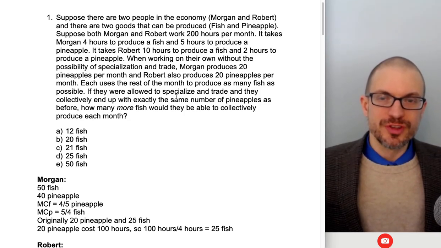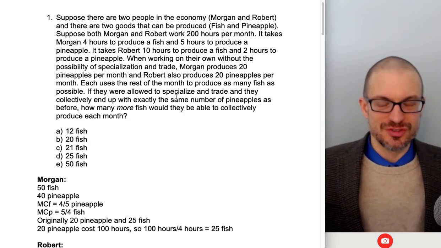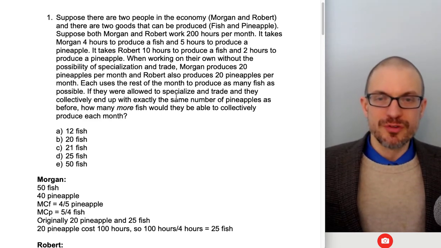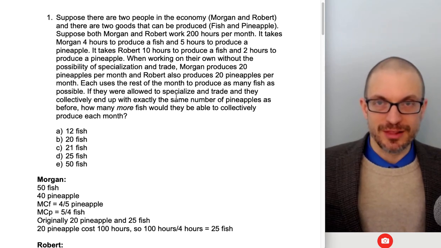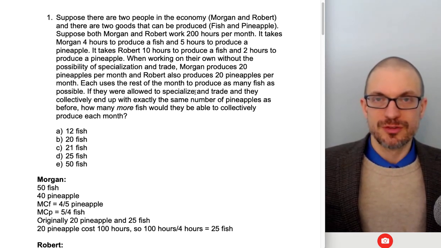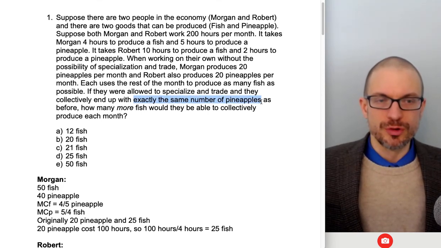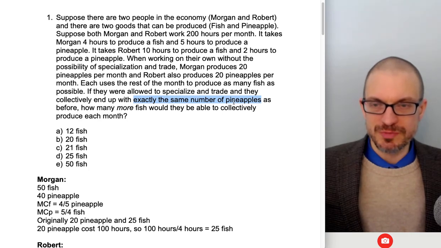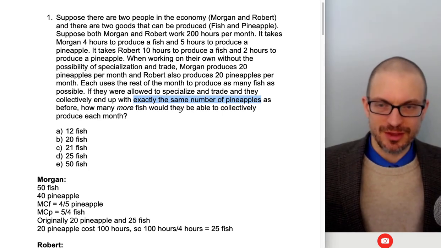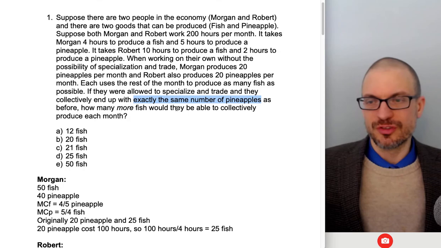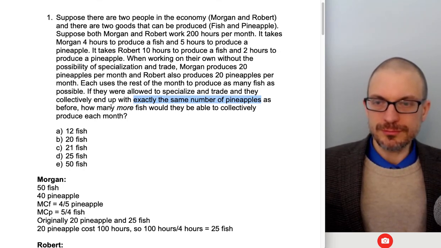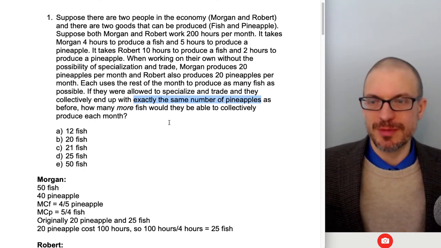So whoever is going to specialize in producing fish is just going to make fish. Whoever is going to do pineapples, though, is going to make 40 pineapples and then allocate the rest of their time to fish. The reason why is we said we want exactly the number of pineapples as they had before. So we only want 40 pineapples. So whoever's specializing in pineapples isn't going to make as many pineapples as they can. They're just going to make 40. All right, how many more fish would they collectively be able to produce?